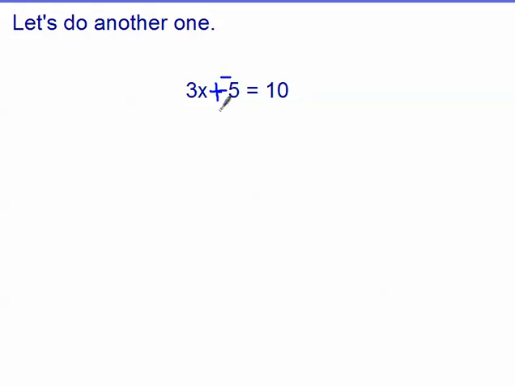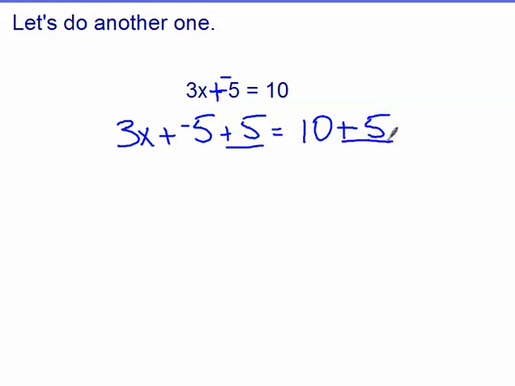adding its opposite. So we're going to do 3x plus negative 5 plus its opposite of positive 5 equals 10 plus, and now what did I add on the left-hand side? I added a positive 5 or a plus 5, so I need to do the same thing on the right-hand side. So now my 5's subtract out, and I'm left with 3x on the left of the equal sign, and then 10 plus 5 on the right, which gives me 15.